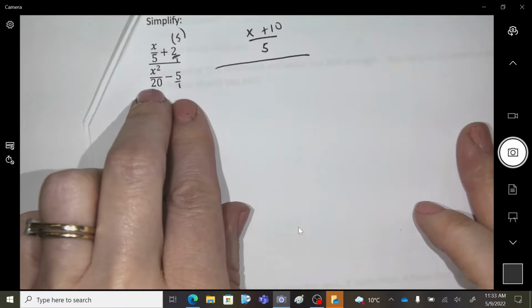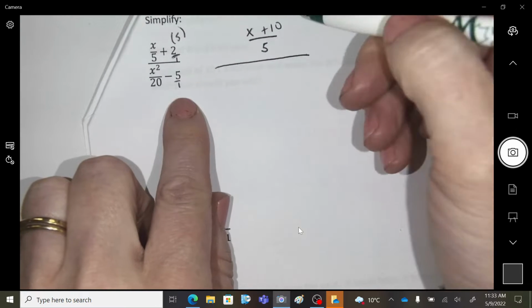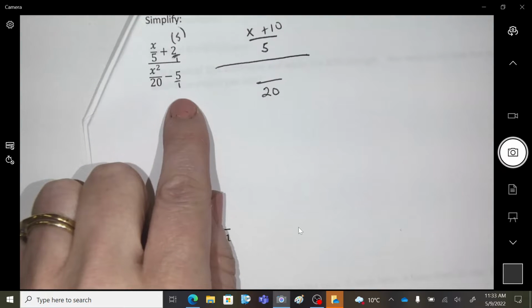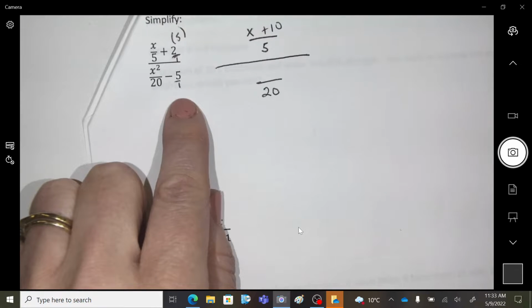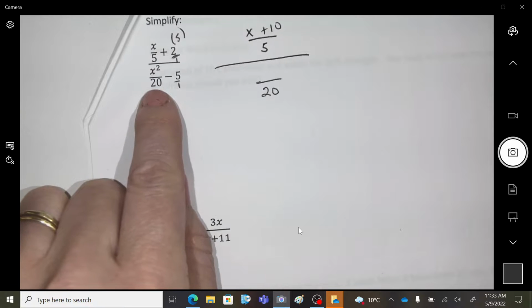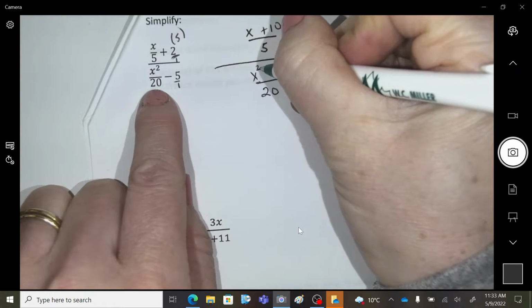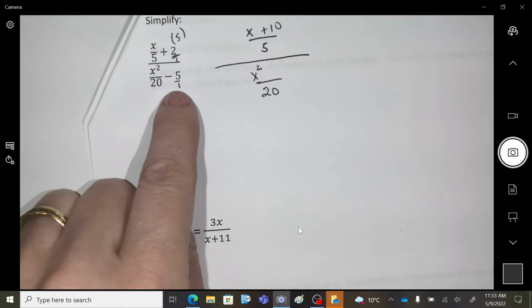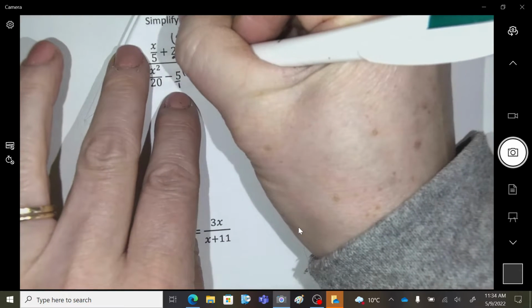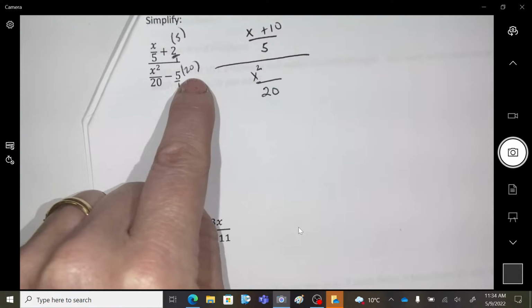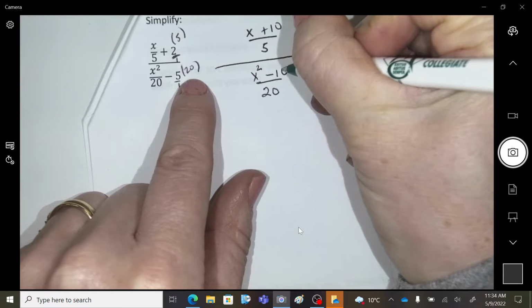Okay, now this had a 20 and this has a 1. So I'm going to need to have a 20. This was a 20, so this stays. This 1 turned into a 20, so I'm going to have to multiply it by 20. And then that would make minus 100.